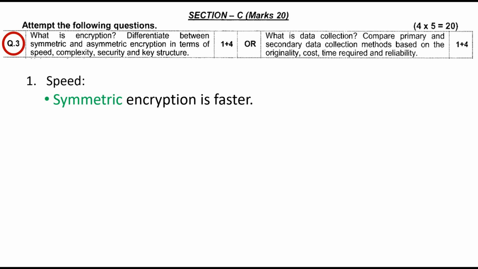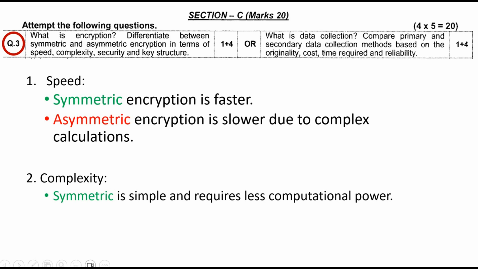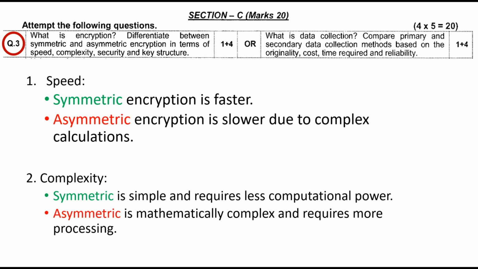If you are talking about speed, symmetric encryption is faster, while asymmetric encryption is slow due to complex calculation. Number 2, complexity. In complexity, symmetric is simple and requires less computational power, while asymmetric is mathematically complex and requires more processing. As I have shown you one simple calculation of how you encrypt data.